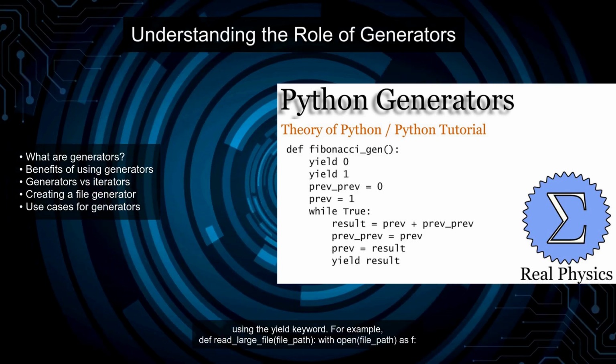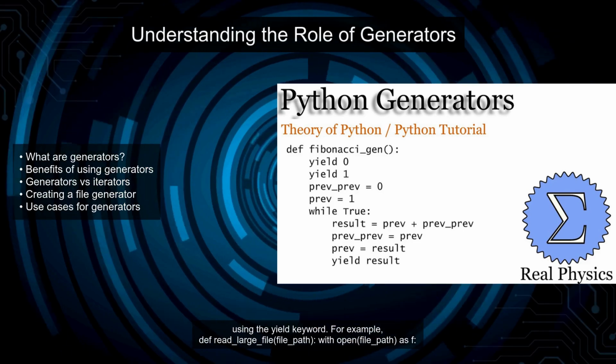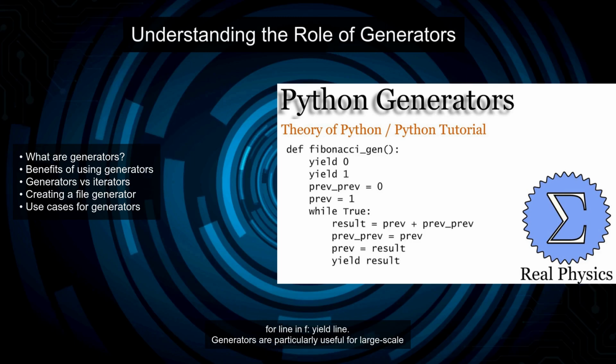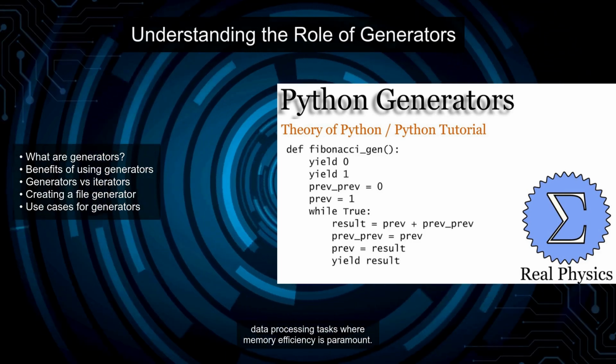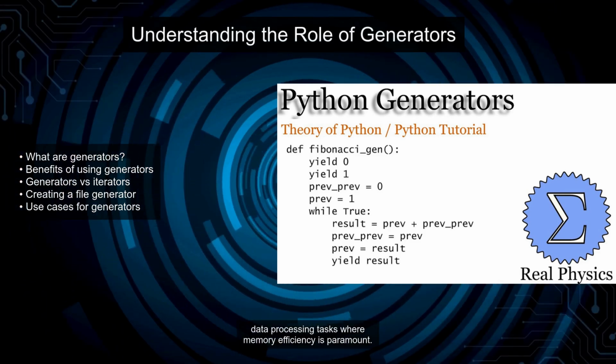For example: def read_large_file(file_path): with open(file_path) as f: for line in f: yield line. Generators are particularly useful for large-scale data processing tasks where memory efficiency is paramount.